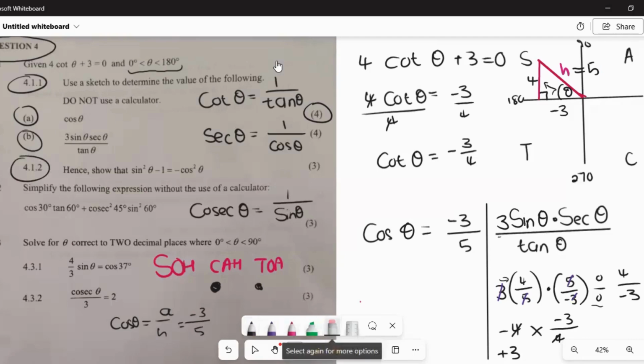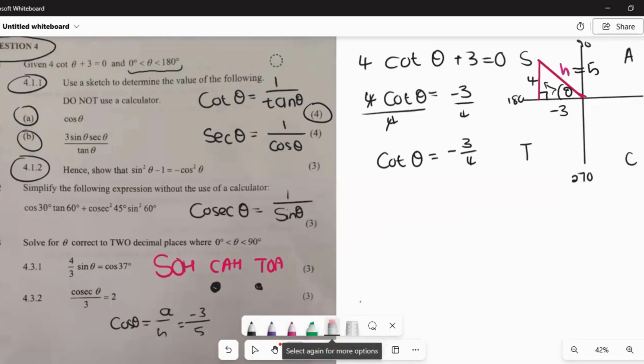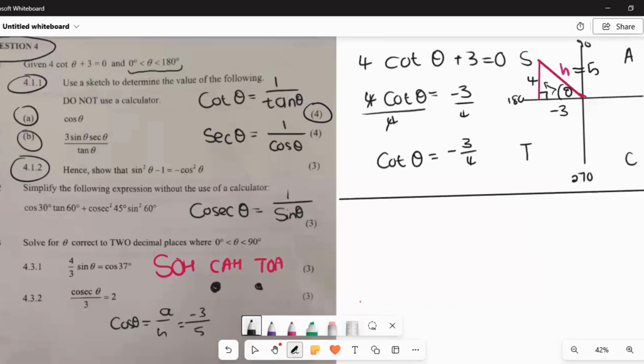And then now going to question 4.1.2. Let us check 4.1.2. They're saying now, hence, show that, let me just draw a line here to separate the two. So in this case, they're saying we should show that sine squared theta minus 1 is equal to negative cos squared theta.